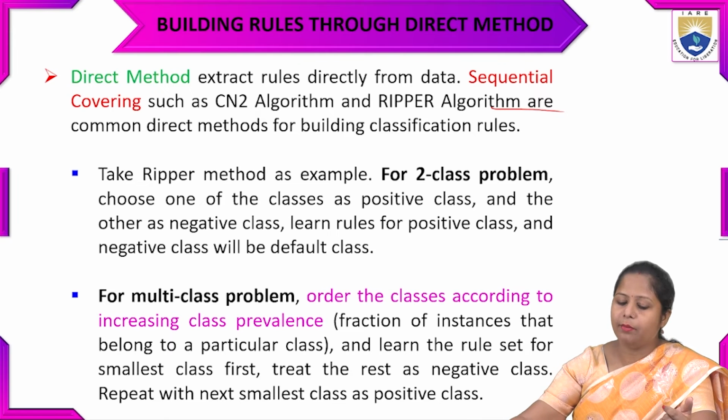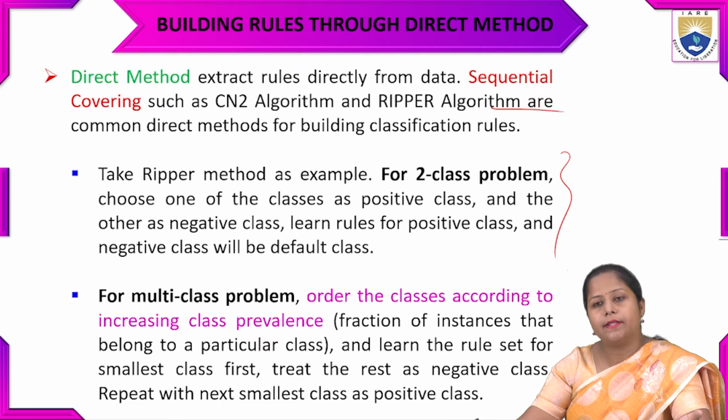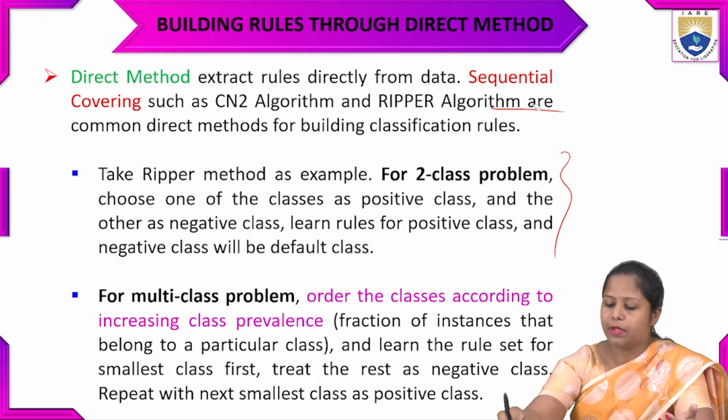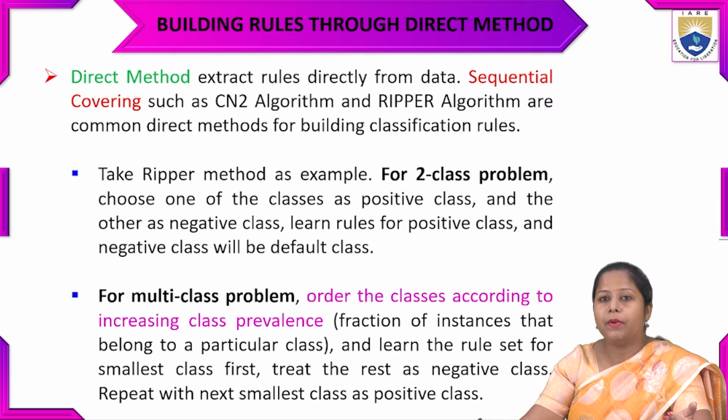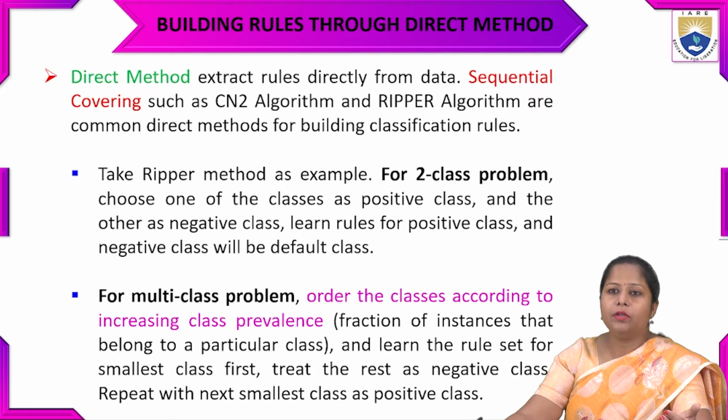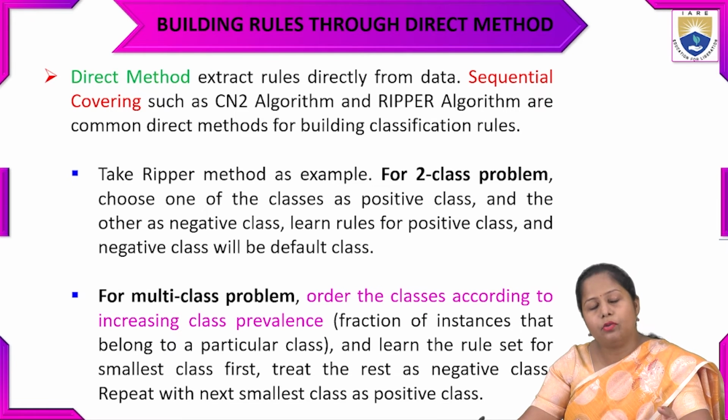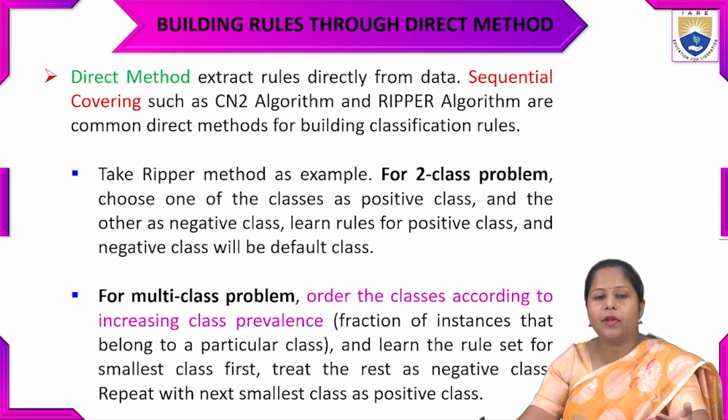For example, if you are using the Ripper method for a two-class problem, choose one of the classes as the positive class and the other as the negative class, and then learn rules for the positive class, and the negative class will be the default class. The positive class is used to learn the rules from the training data.